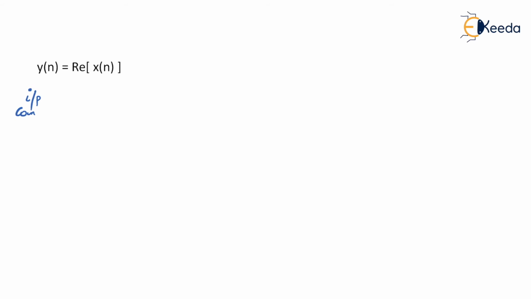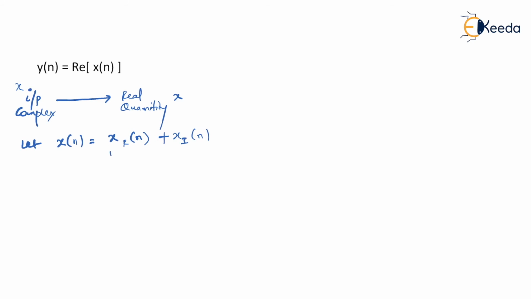It may be taking input as a complex input, and after processing you're getting only real quantity. So when I say input is x having a complex number, output is real quantity of x. So let us assume x of n as x of real values of n and x of imaginary value of n. Or I can say that this is a real part of x of n and this is an imaginary part of x of n.